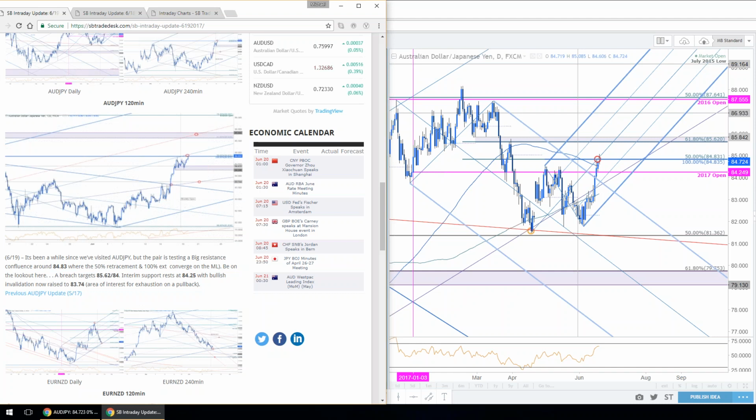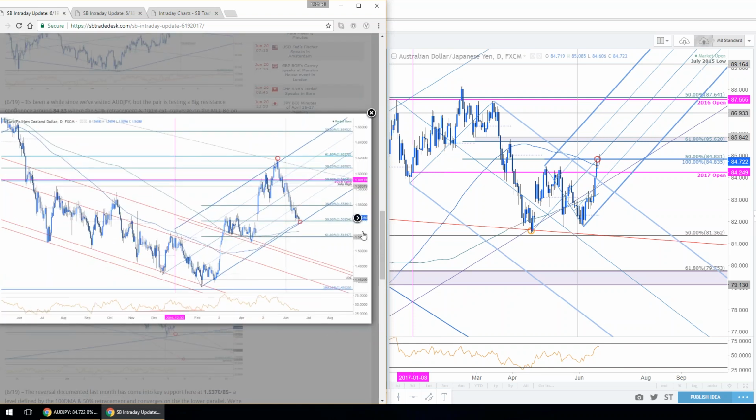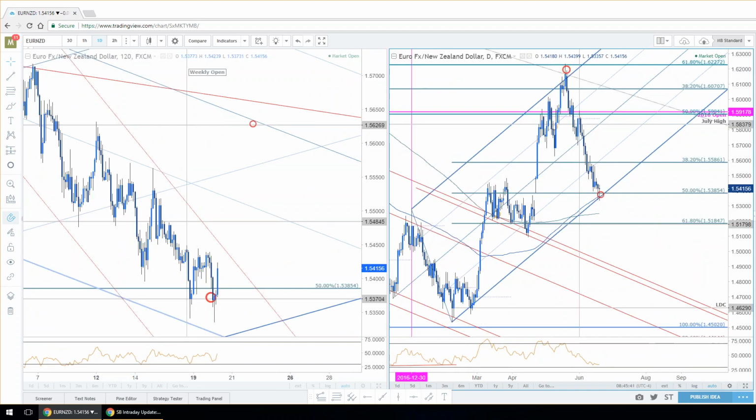Euro Kiwi. So here's what Euro Kiwi looks like. Huge support barrier. I kind of just randomly fell on this one yesterday. Got myself all excited and missed the entry yet again. Happens. Here's what Euro Kiwi looks like on the daily chart.